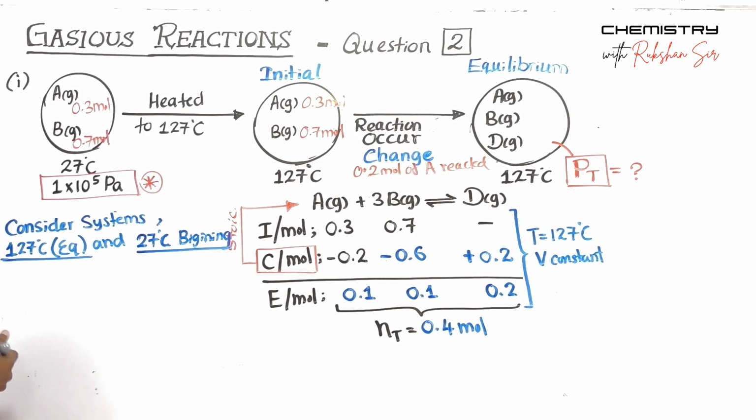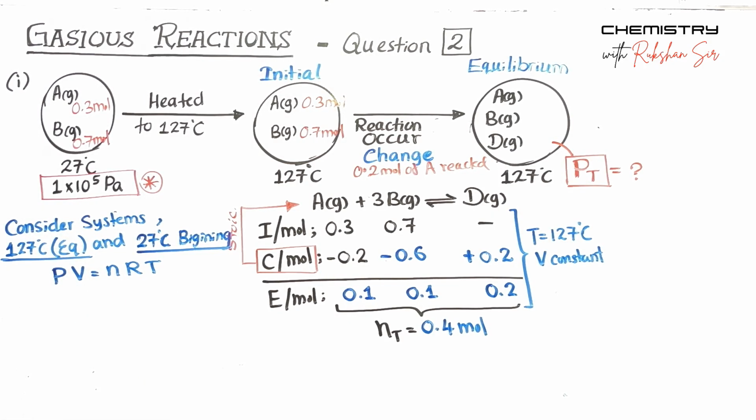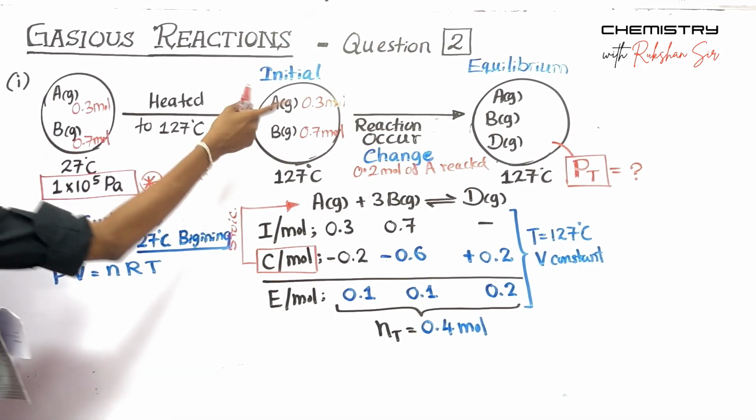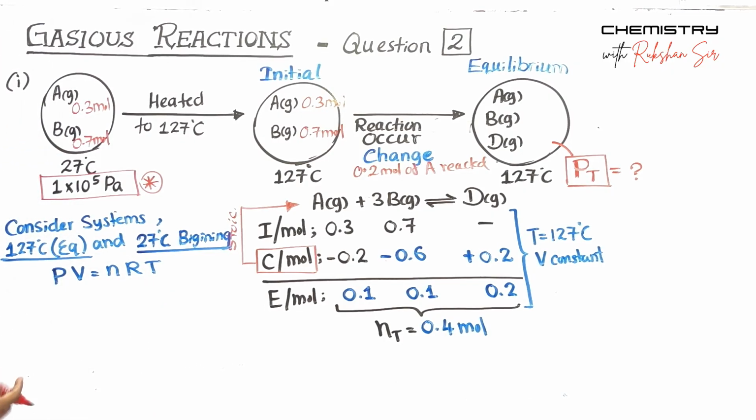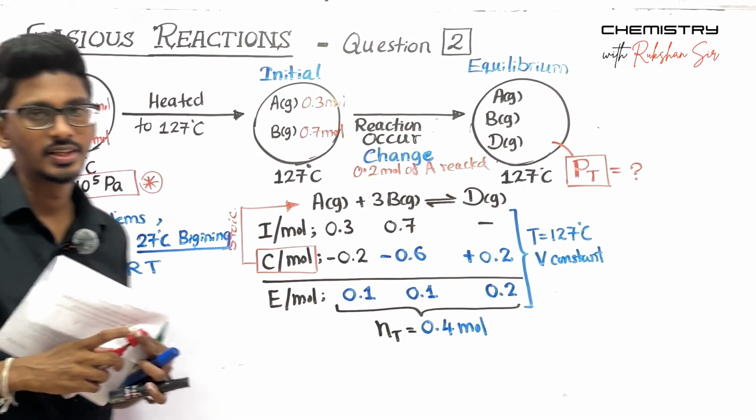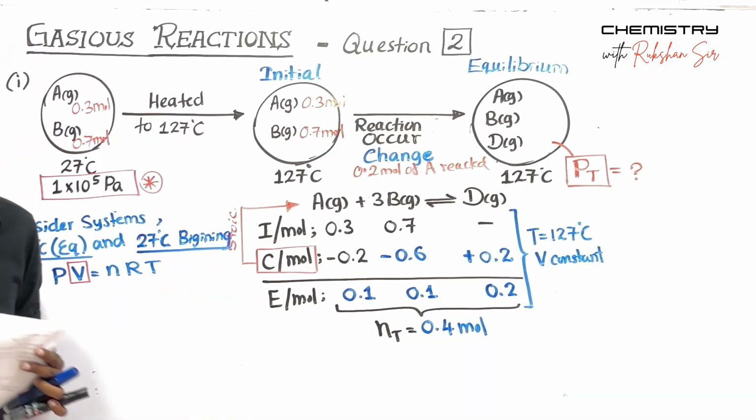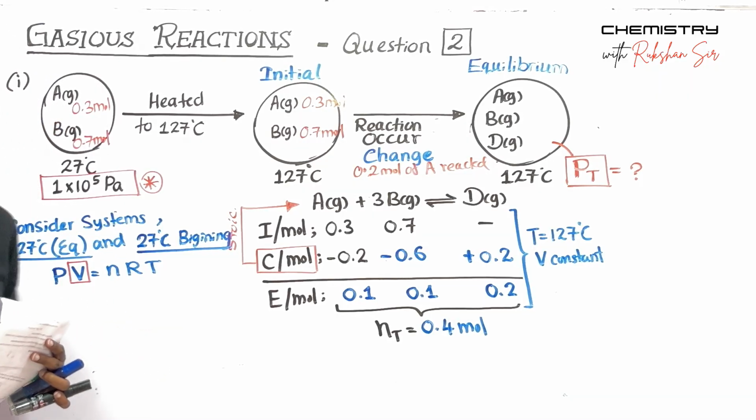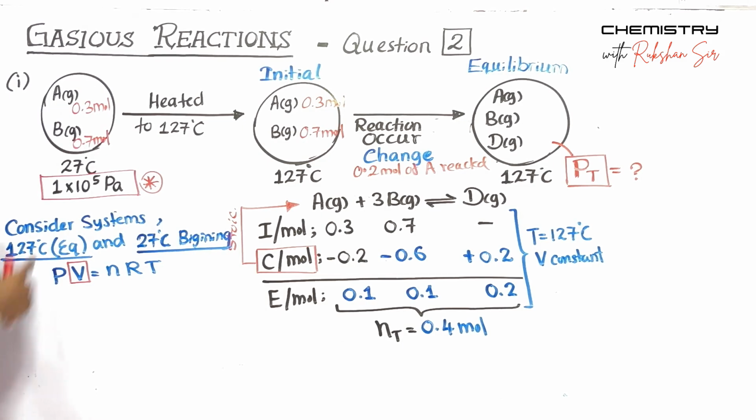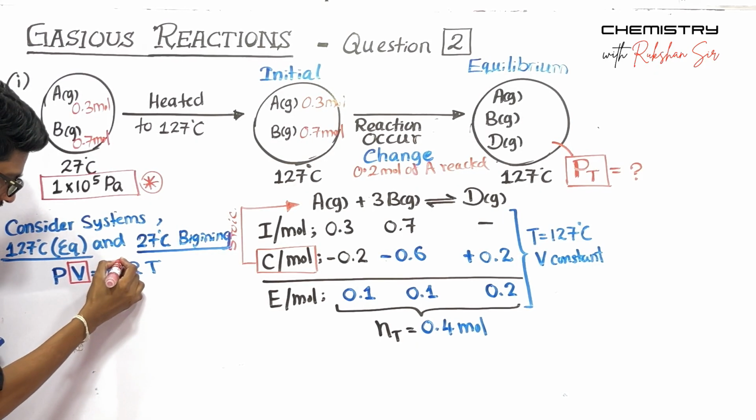If you apply P equals NRT to these two systems, for both systems, volume is a constant as we are dealing with a rigid vessel. Rigid vessel means the vessel won't expand or shrink. The volume is going to be a constant even though you change the temperature. So volume is a constant for both of these two systems, as well as R is always a constant.